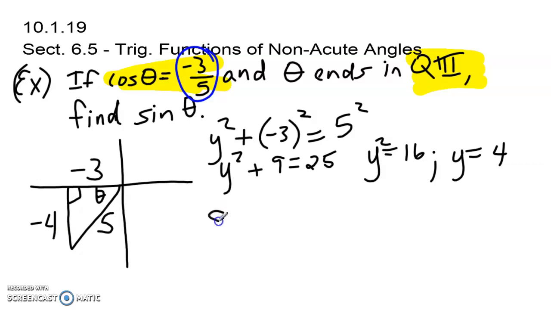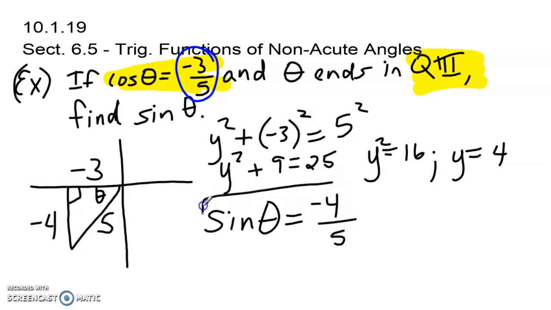So now we're ready to find the sine of theta because we know x, y, and r. And sine is y over r. So we identified y as negative 4. We knew r was 5. There we go.